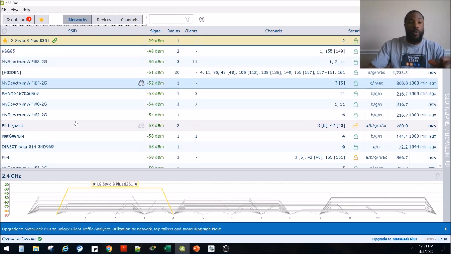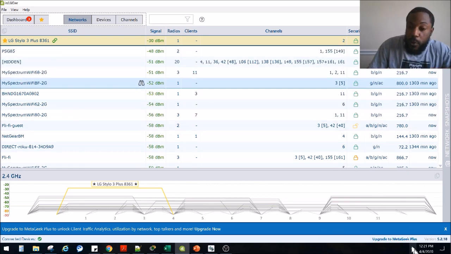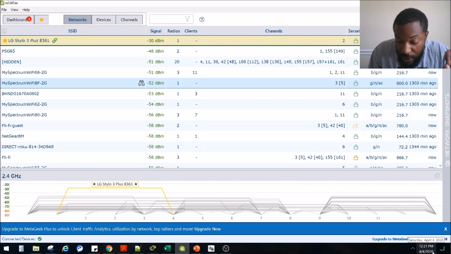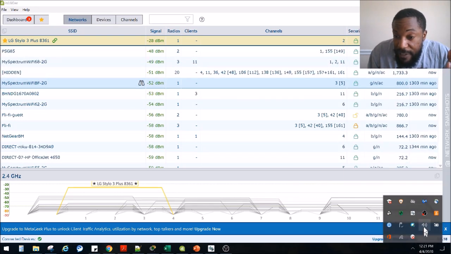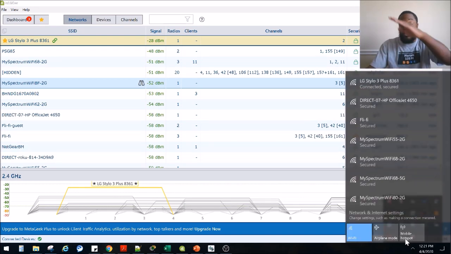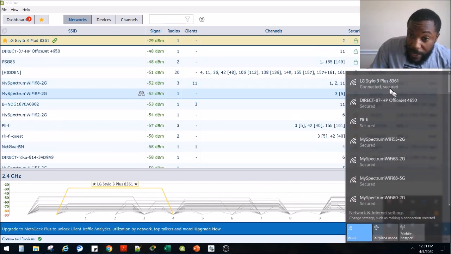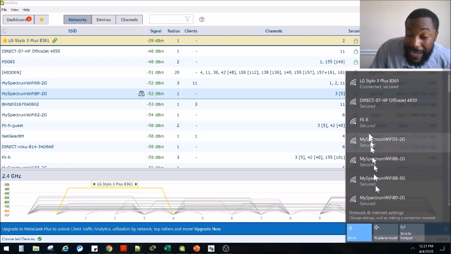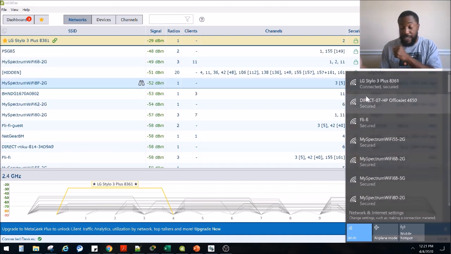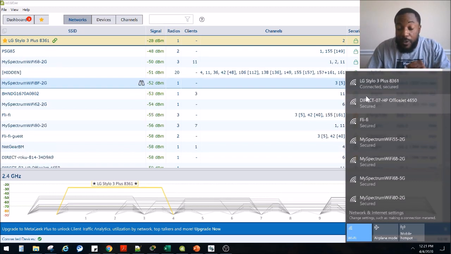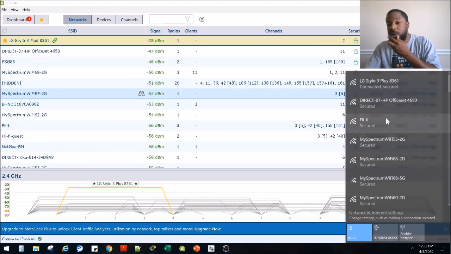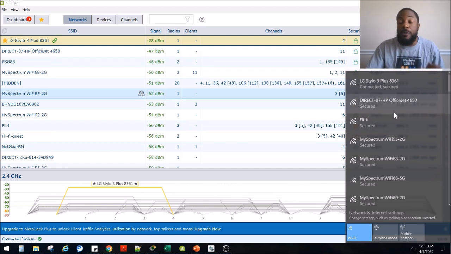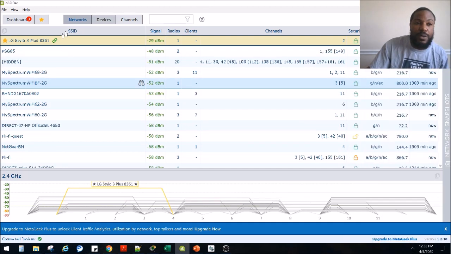But anyways, you know how if you go on your laptop or your computer, you can see all the Wi-Fi channels that you can see in the area, right? So we have all these networks, or SSIDs, but we can put up basically like a microscope to see the RF radio spectrum, to see which ones are stronger, which ones are weaker, and what channels they're operating on. And that's what this application does.